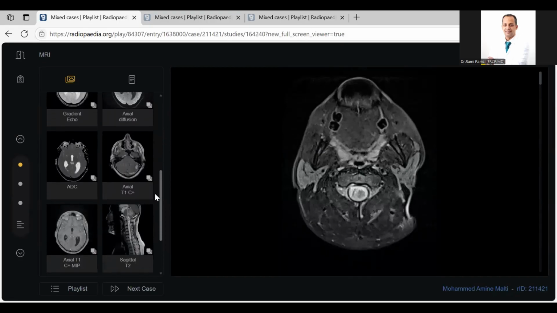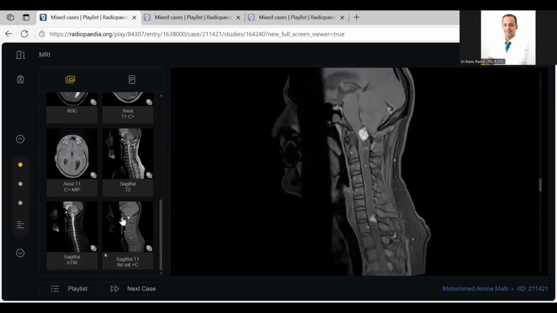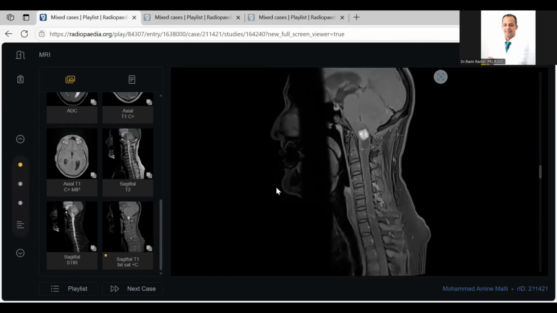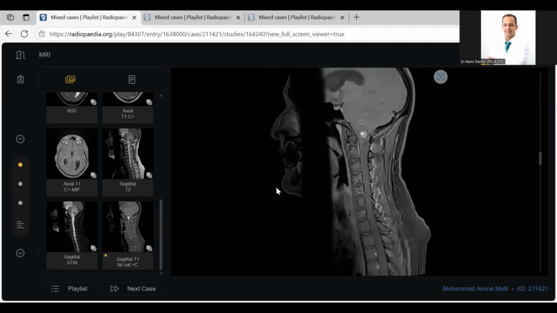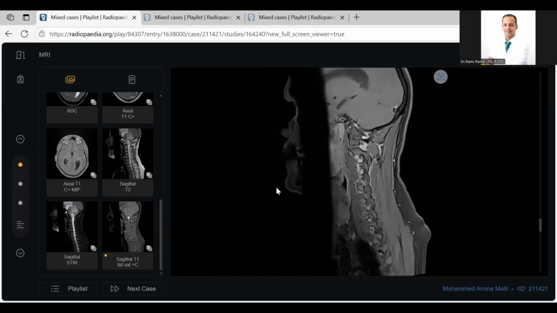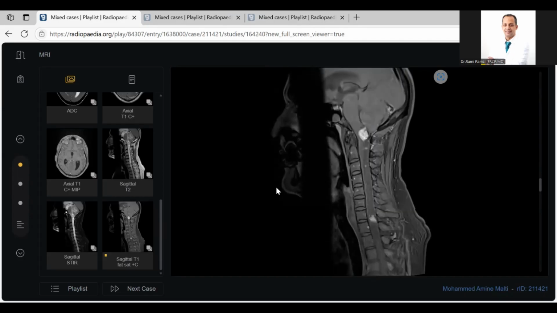Can I see the sagittal sequence? Sir, sagittal T1 with contrast. On the sagittal sequence, I can see that the fourth ventricle is almost completely obliterated, and there is tonsillar herniation and multiple enhancing intramedullary masses within the spinal canal and cervicomedullary junction with syrinx formation.